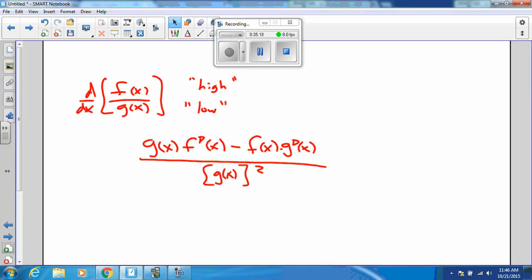Quotient rule you wish to know, it's low D high, less high D low. Draw a line and down below, denominator squared root.